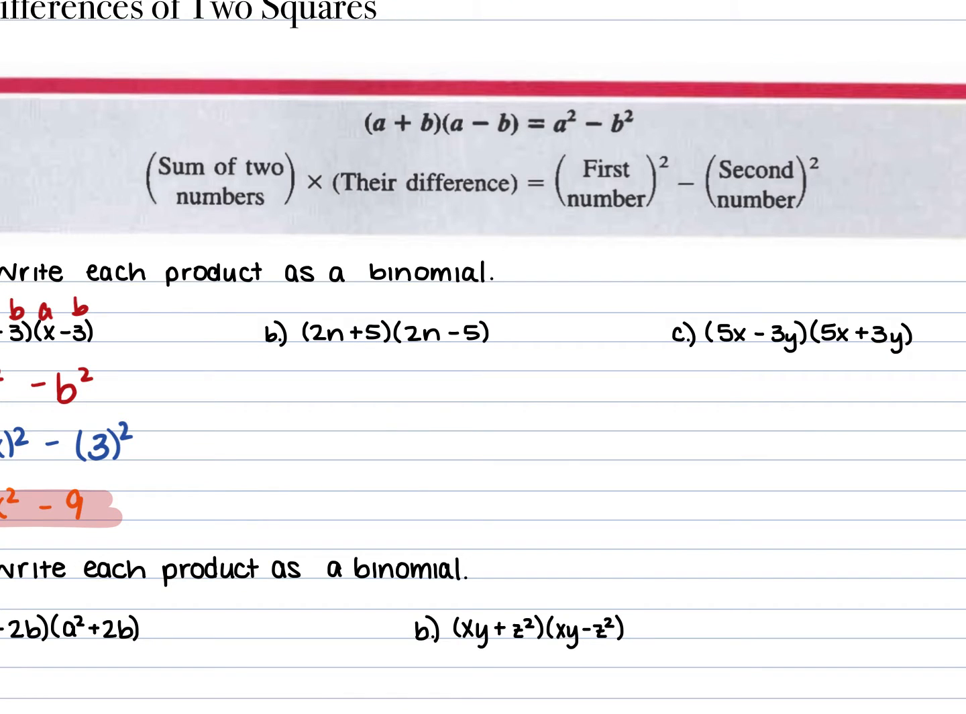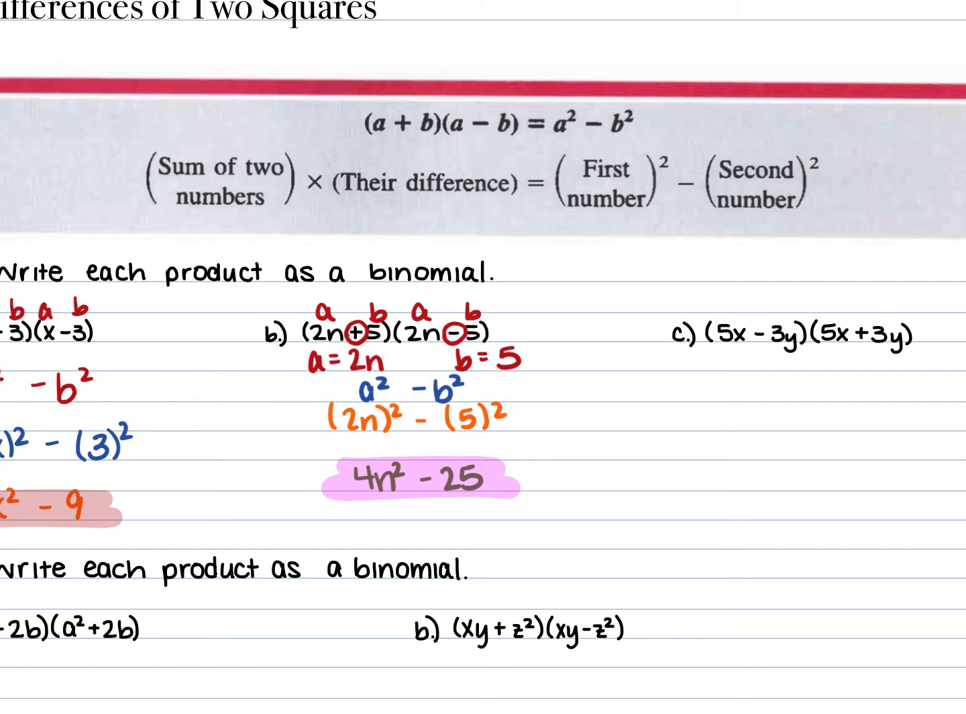For example B, we have 2n plus 5 times 2n minus 5. Again, your first term is that A term, so A is 2n. Your second term from each set of parentheses is your B term, so that B is 5. You have opposite signs between them, so use A squared minus B squared. That A squared is 2n squared, that B squared is 5 squared. So the 2n raised to the second power is 2n times 2n, which is 4n squared. And that 5 squared is 25. So we have 4n squared minus 25.